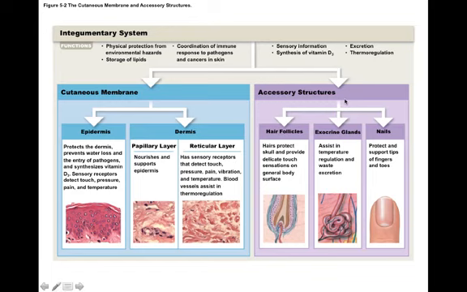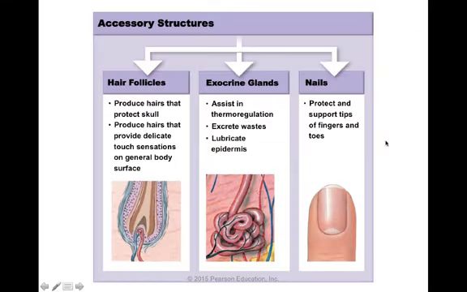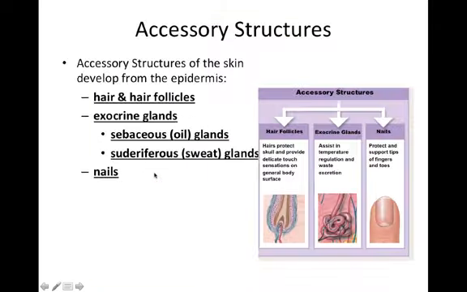The accessory structures of the skin are derived from the epidermis and include the hair follicles, the exocrine glands, and the nails. The hair follicles produce hairs that protect the skull and provide delicate touch sensations on the general body surface. Accessory structures of the skin develop from the epidermis layers during development.